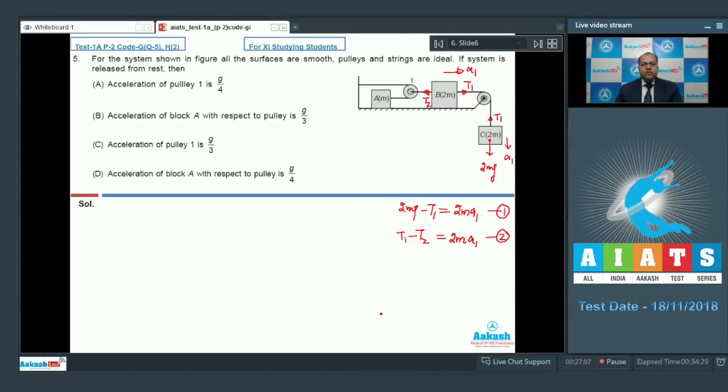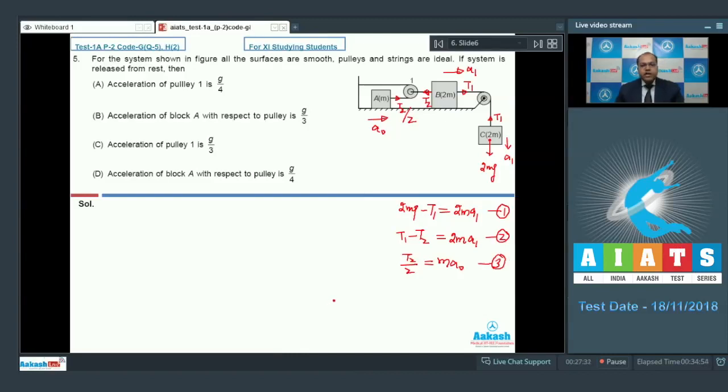If I apply the equation of motion on block A, then the tension in this string is T2 by 2 because the pulley is massless. So I can say that T2 by 2 is equal to mass, that is m, into its acceleration. Let its acceleration be a0. So m into a0. This is my equation 3.